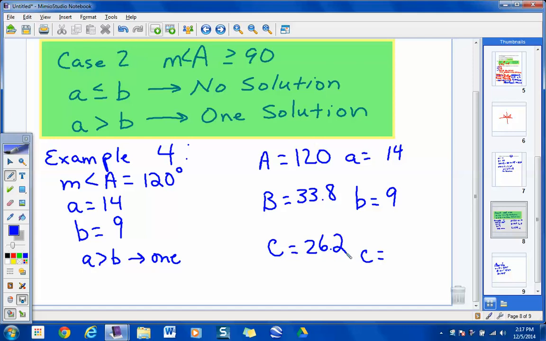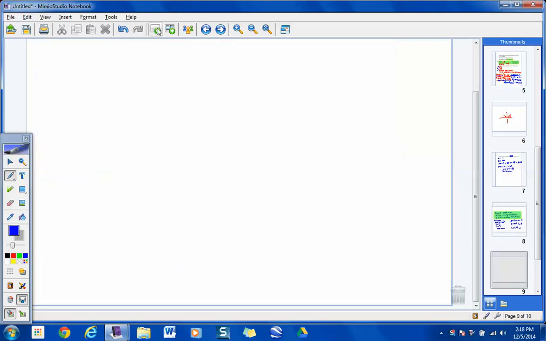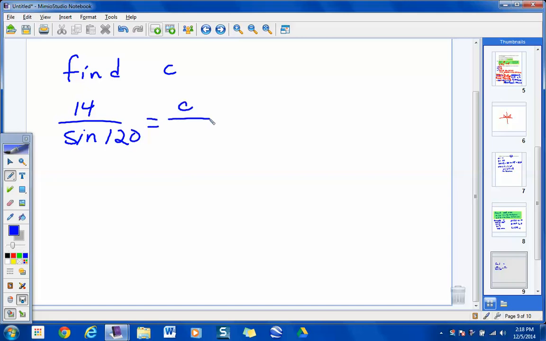I can find side C now, gang. Okay, so to find C now, small c, you said take 14 over the sine of 120, and that will equal C over the sine of what value? 26.2. Very good. Do I need to invert on this one right here? No, because we're looking for a side and not an angle, right?